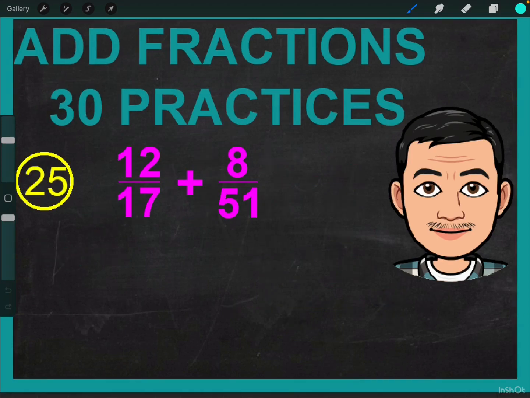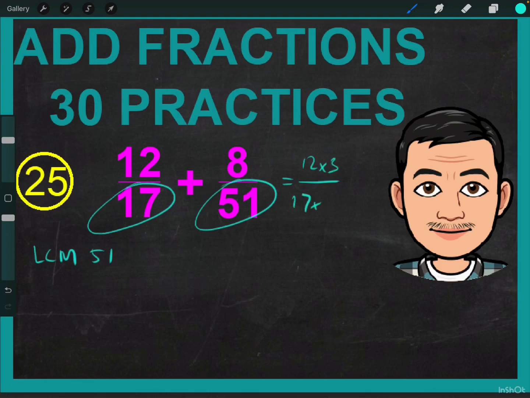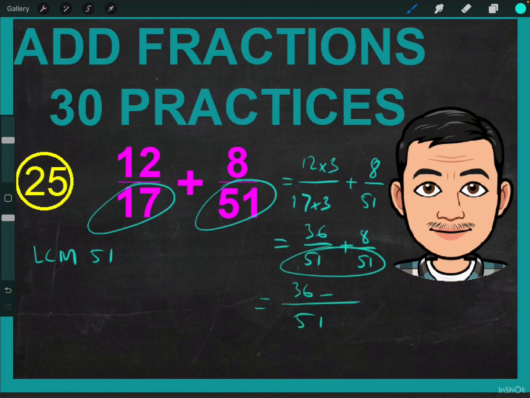Now bracket number 25, we have two fractions with different denominators, 17 and 51, and the LCM for 17 and 51 is 51. So now we convert 12 times 3 over 17 times 3, and the second fraction we just give it 8 over 51. The first fraction we got 36 over 51 plus 8 over 51. Now the two fractions have the same denominator, so we will keep it, and we add 36 and 8, and we get 44 over 51. That's the answer.